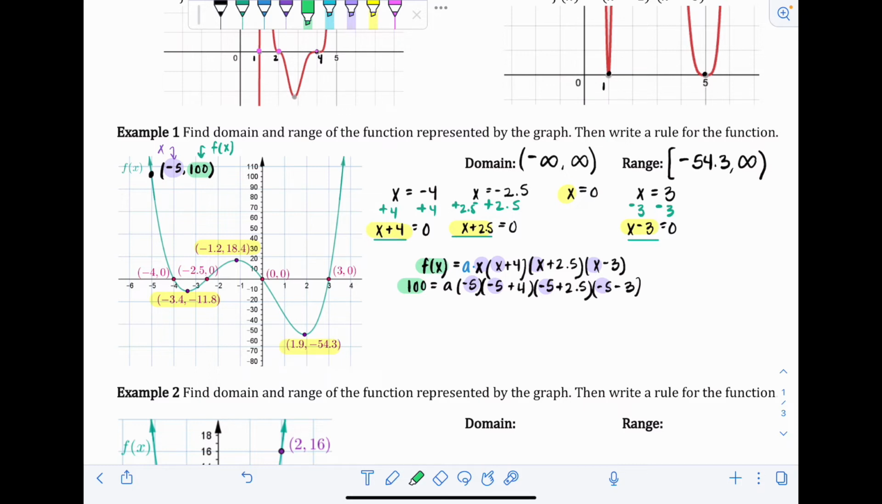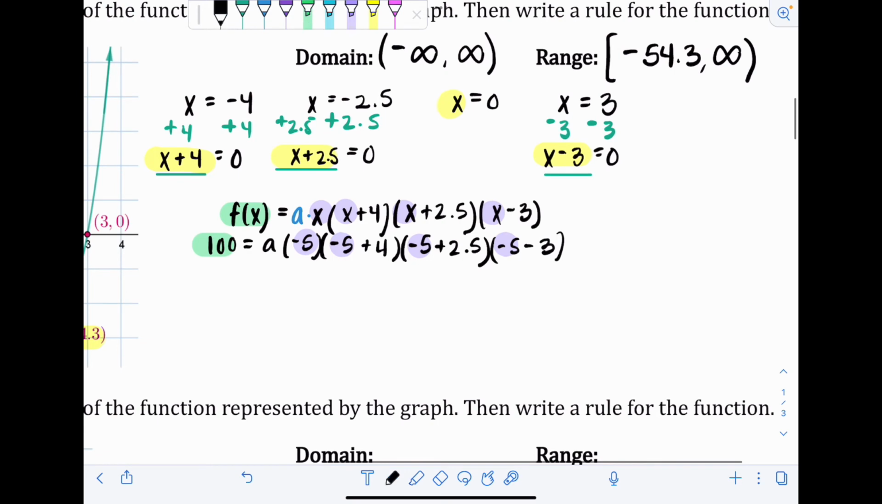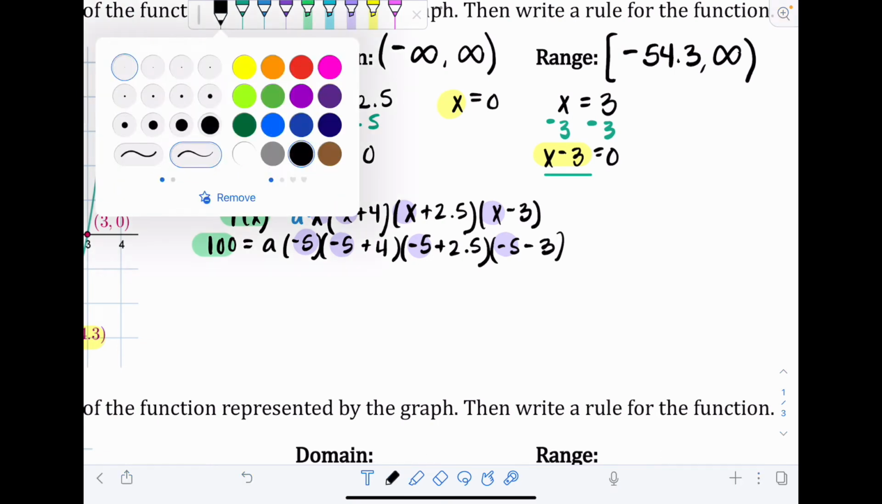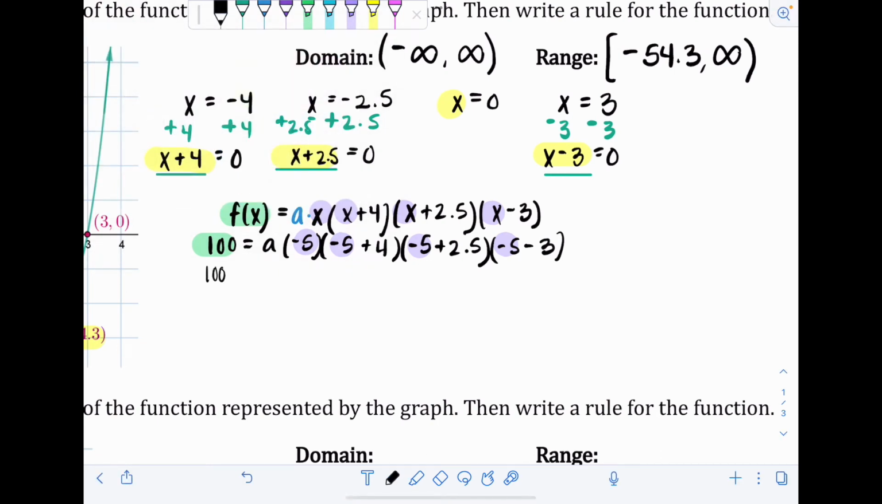And now we need to work on simplifying the right side of the equation. I'm going to go ahead and zoom in over here. We don't really need the graph so much right now. So this will be 100 equals a times, I'm going to leave that negative 5 right there for now. And then if I add negative 5 plus 4, that's negative 1. Negative 5 plus 2.5 is negative 2.5. And then negative 5 minus 3 is negative 8.